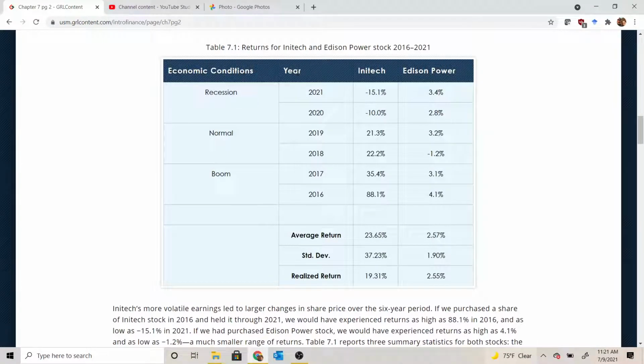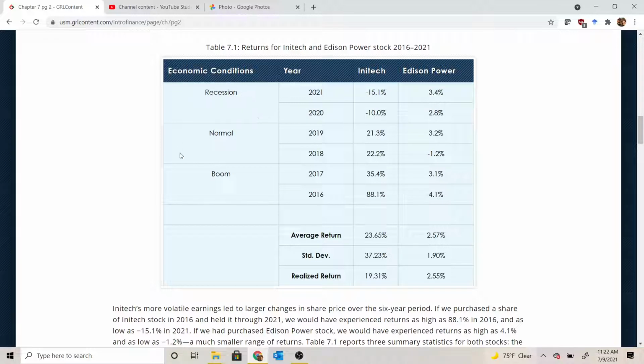In table 7.1, what we have are annual returns for two stocks. We have Initech, which is a technology company, a made-up company. They make high-end mobile devices. And then we have Edison Power, which is an established regulated utility. So they provide residential and commercial power to folks who live in the Northeast. Okay, and then we have these returns mapped year by year from 2016 through 2021.